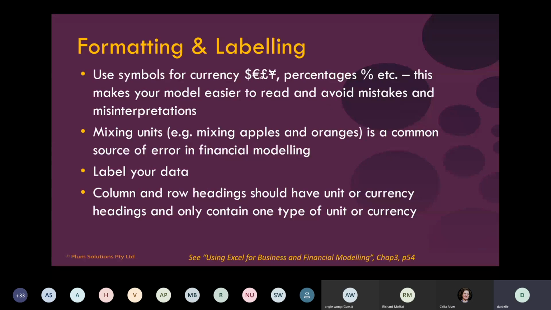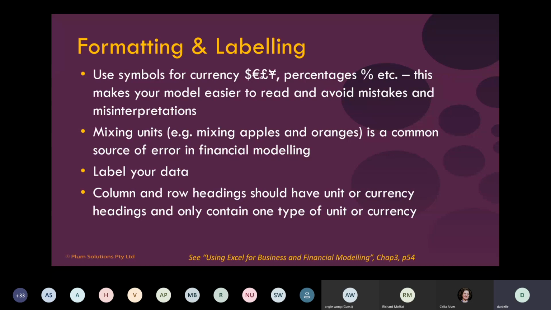So formatting and labeling is important. Using symbols for your formatting, or labeling that really clearly. Mixing up modeling is mixing up units. So mixing up kilometers versus meters, that sort of thing, and labeling can try to reduce that. Having column and row headings where you have only one unit or currency in that row or unit heading.